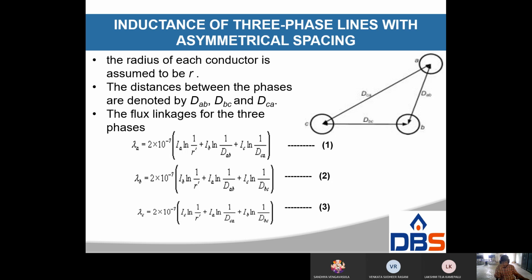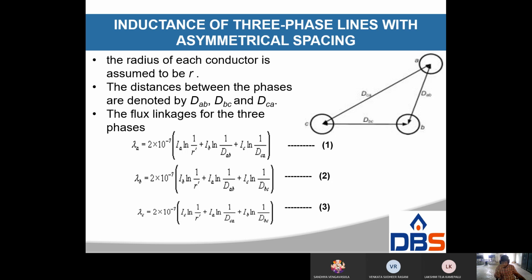Even if the currents in the conductors are balanced, IA plus IB plus IC equal to 0, the voltage drops are not the same because of unsymmetrical spacing. Why? Inductances are not the same. Why? Distances are not the same. So distance differs, flux linkages differ, inductance differs, voltage drop also differs, right? Therefore, voltage will not be the same for all phases.